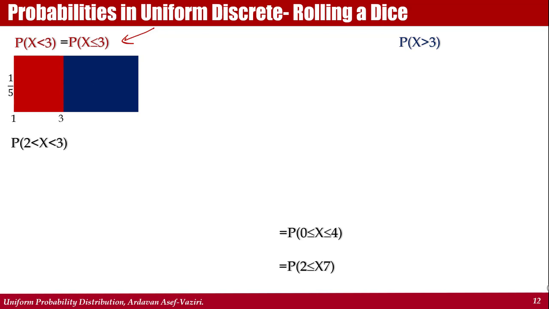And it is this area. The height is 1 over 5, and we wanted to compute the area between 1 and 3. 1 over 5 times 3 minus 1, which is equal to 0.4.